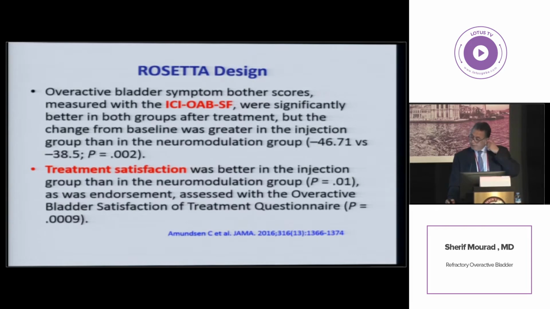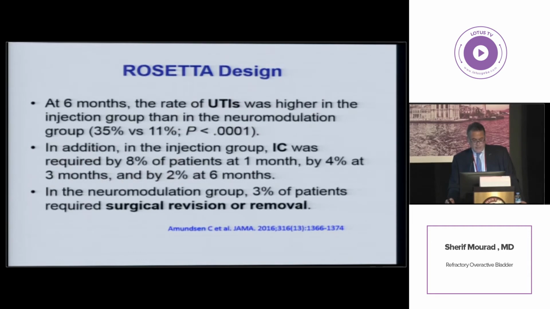So all these results showed that the Botox injection was favored over the neuromodulation, and treatment satisfaction was better in the injection group than in the neuromodulation group, as assessed by the overactive bladder satisfaction of treatment questionnaire. At 6 months, the rate of urinary tract infection was higher in the injection group. So there is something here that we have to look at, that these patients on Botox had urinary tract infection more than the others.